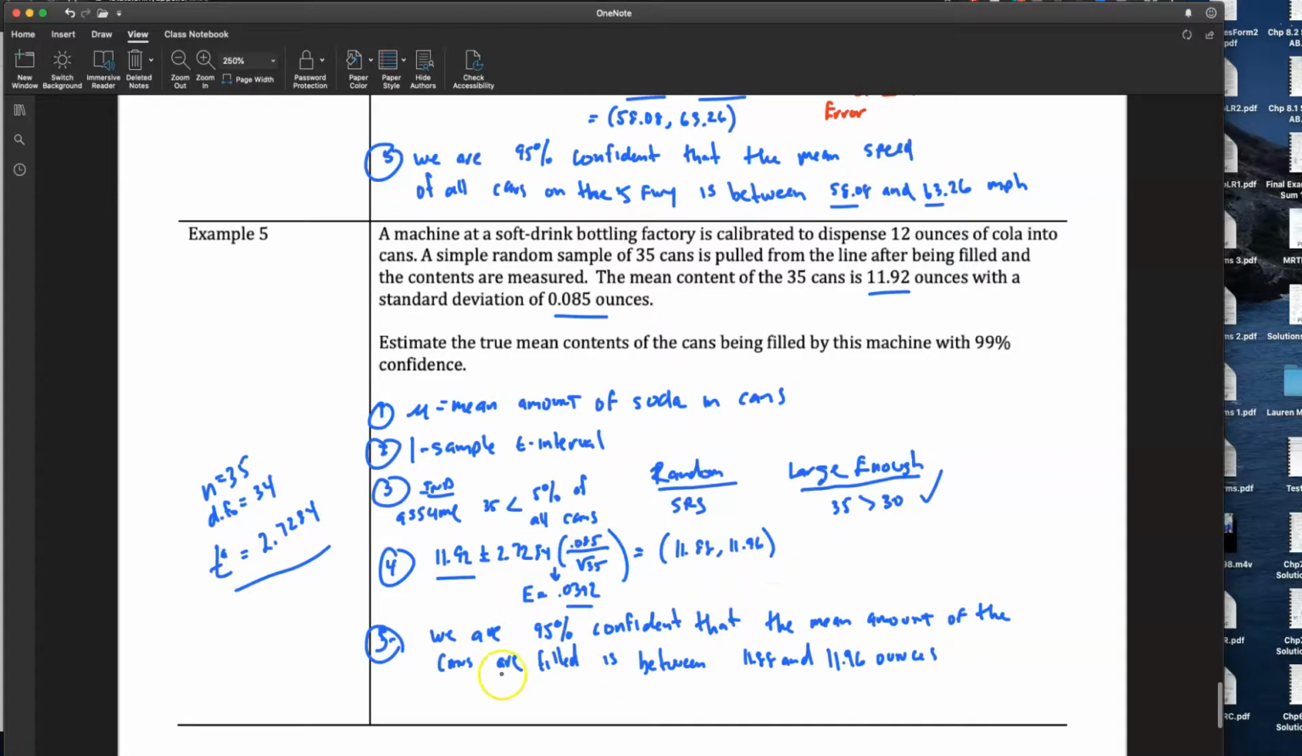In the end, we would see we're 95% confident that the mean amount the cans are filled is between 11.88 and 11.96 ounces. So it looks like our estimate would be a little less than 12.